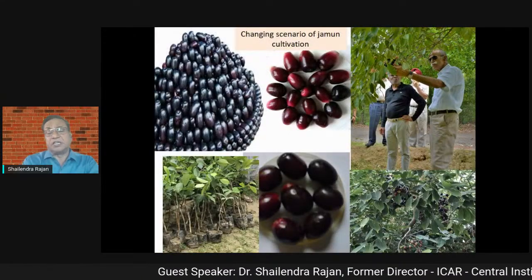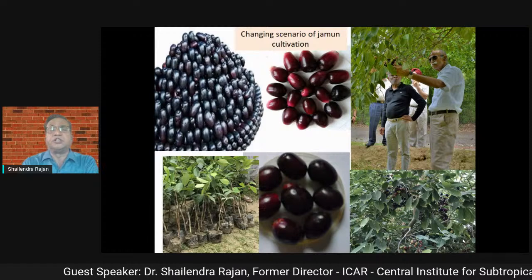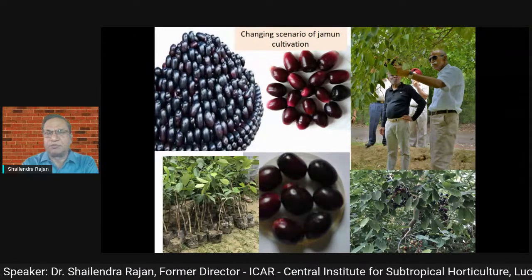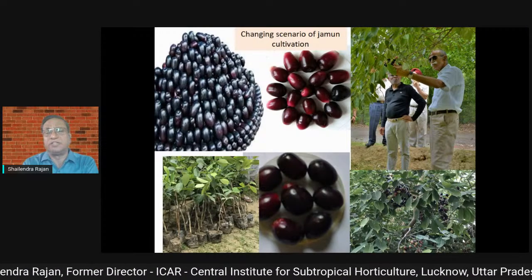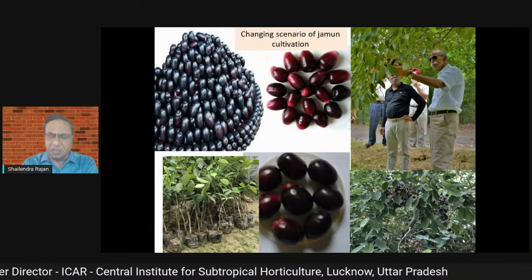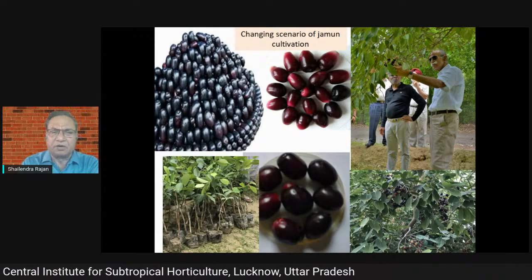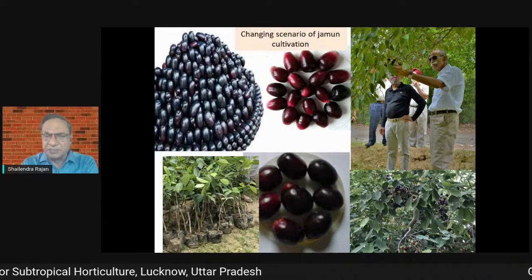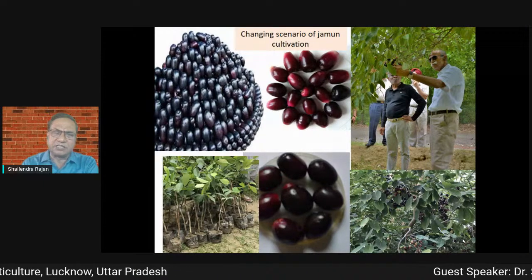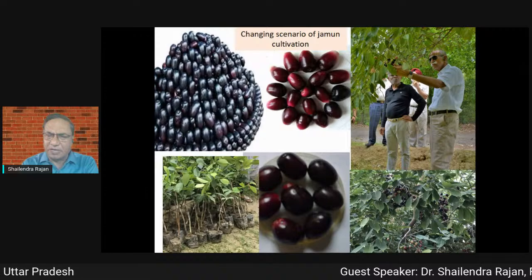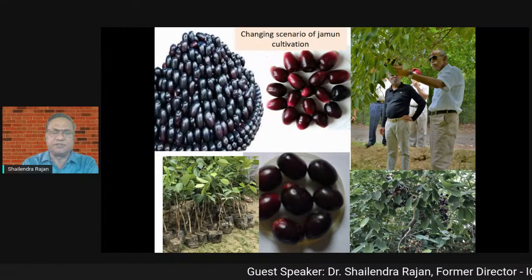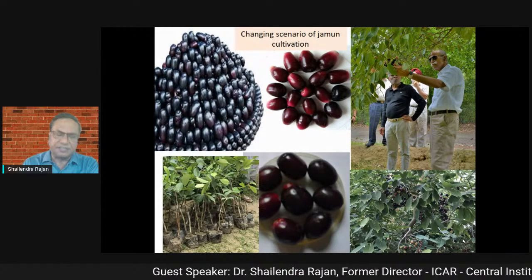Crops like jamun, which was considered a huge fruit tree, where fruiting starts at 8 to 10, 12 years after a long juvenile period. Now this crop is being produced through grafted plants. Varieties have come up. The grafted plants are also well managed with different pruning and training systems.